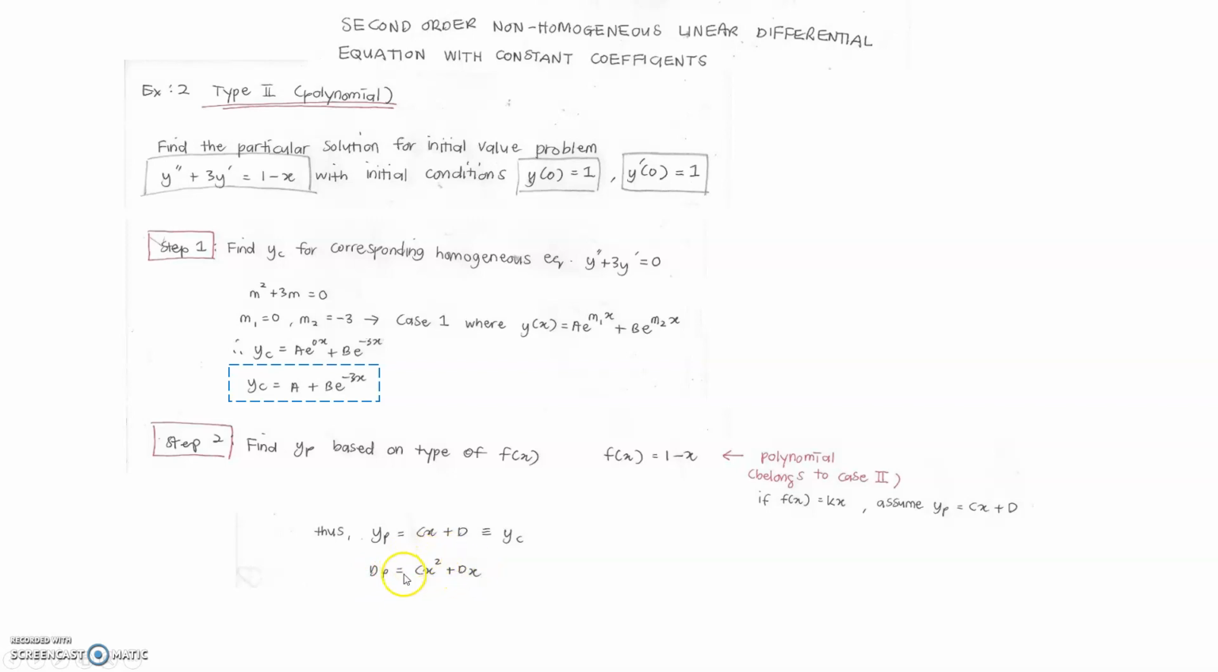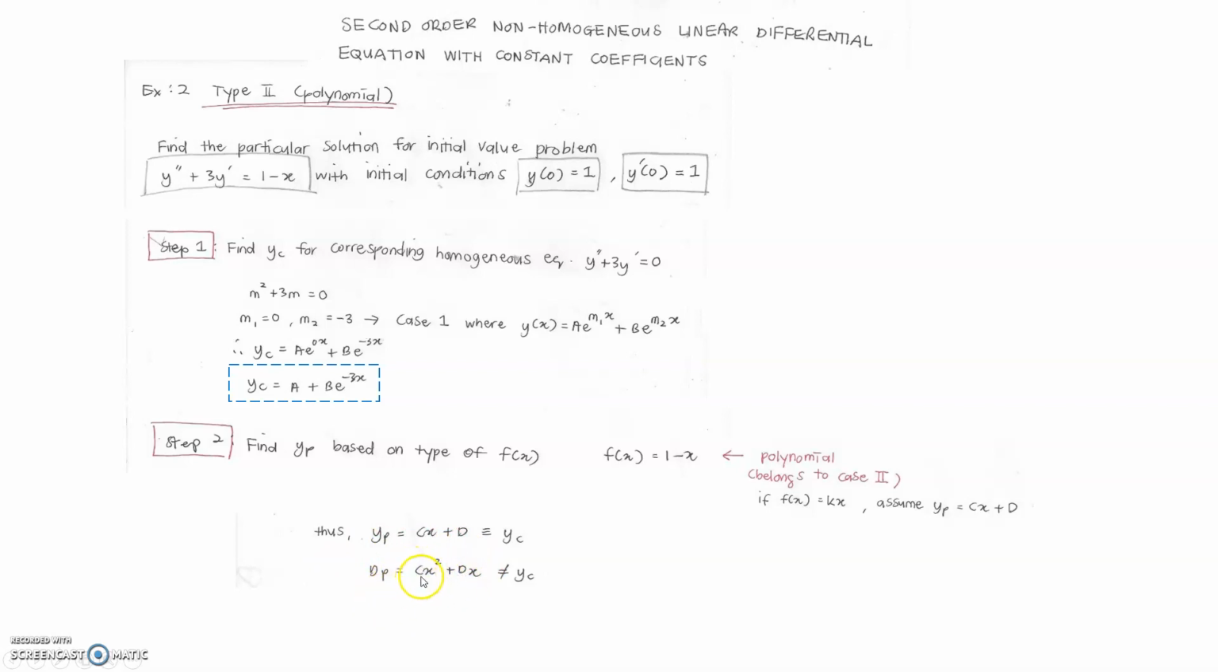And then you need to compare again with the yc. So cx squared, we don't have any same pattern here. dx also doesn't have any same pattern here. So we consider yp is not the same as yc, so you may stop here. This is your final yp that you are going to use throughout the process. So now your yp is equal to cx squared plus dx.